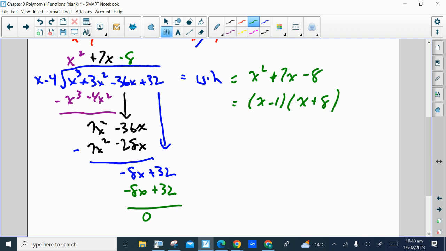Once again, that quadratic can be factored to x minus 1, x plus 8. So there are the expressions for w and h. One of them is the width, the other is the height.